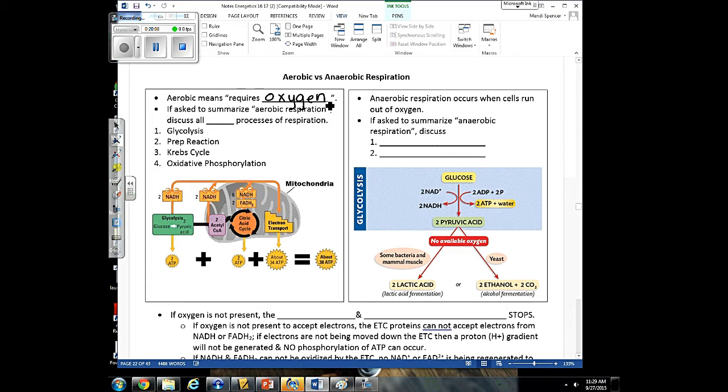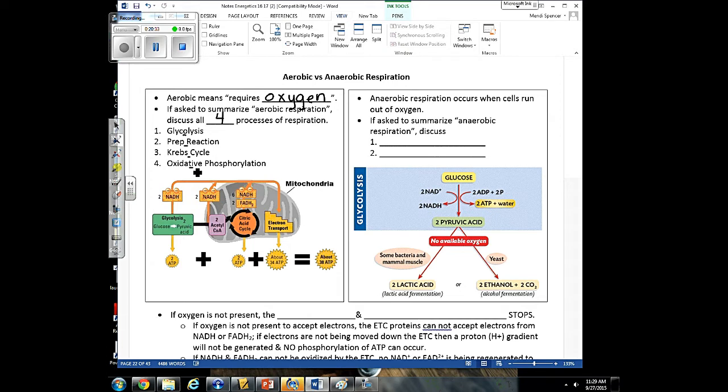Now, if I ask you to summarize what takes place in the steps of aerobic respiration, then you're going to discuss all 4 processes of respiration like we did in the previous lecture. You're going to start with glycolysis and then talk about the prep reaction, the Krebs cycle, and then oxidative phosphorylation. So as a whole, these 4 steps are collectively called aerobic respiration.